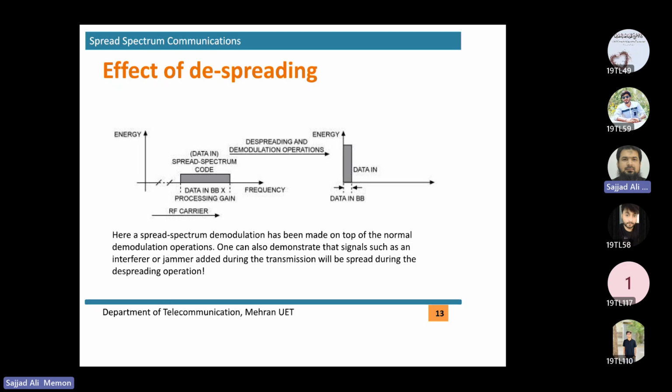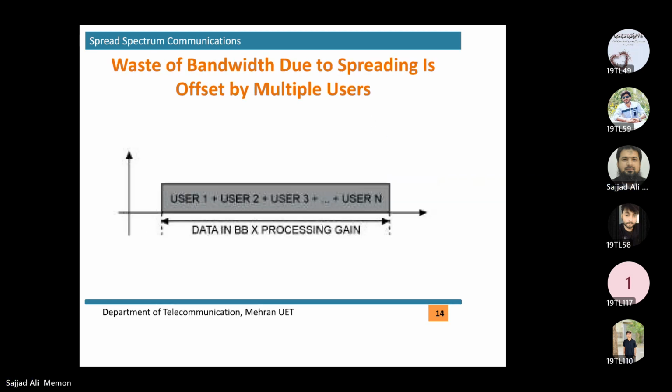One can also demonstrate that signals such as an interferer or jammer added during the transmission will be spread during the de-spreading operation. So the waste of bandwidth due to spreading is offset by multiple users. We can allow multiple users to use the same bandwidth and frequency by allocating them different PN sequences.